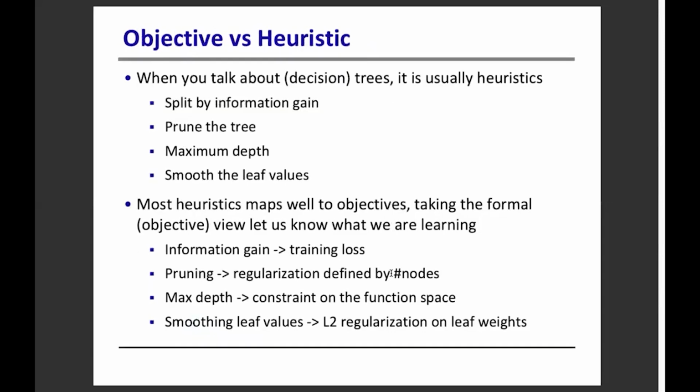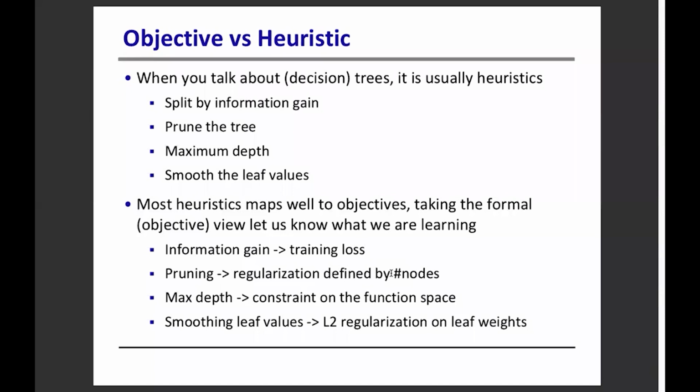Right? So when you talk about decision trees, it is usually heuristics: split by information gain, prune the tree, maximum depth, and smooth the leaf values. When we were going through the decision tree algorithm, we were splitting by information gain. We also learned the idea of pruning the tree, meaning that in case of over-fitting, we could merge two nodes or delete some nodes in order to decrease the depth.